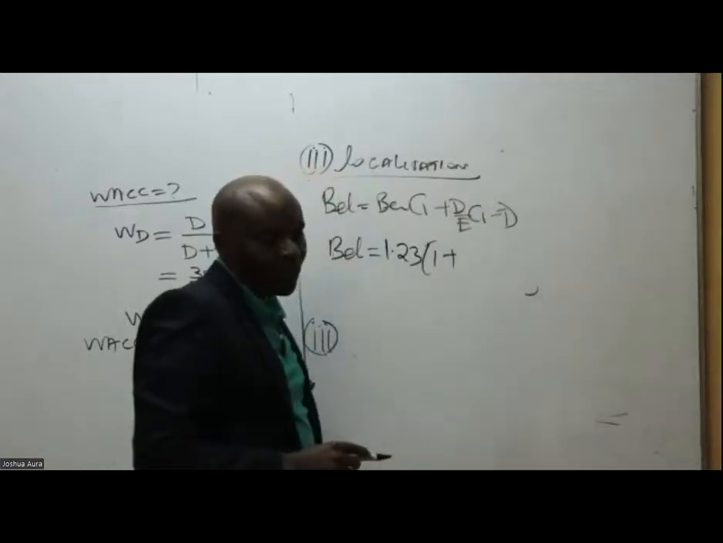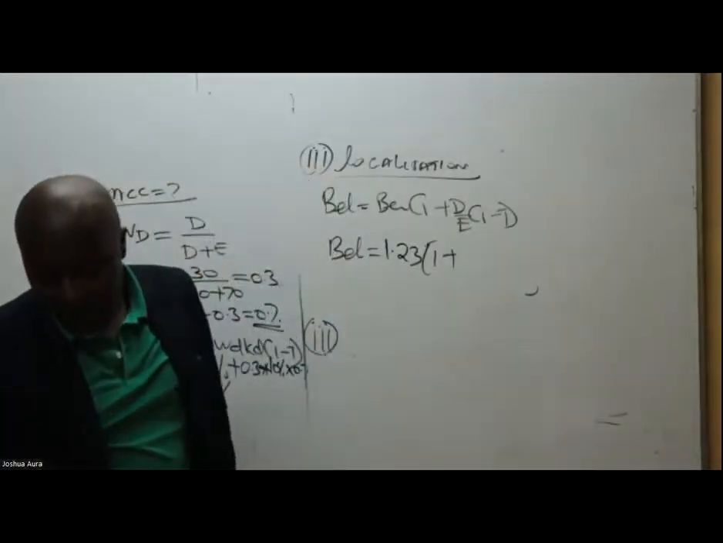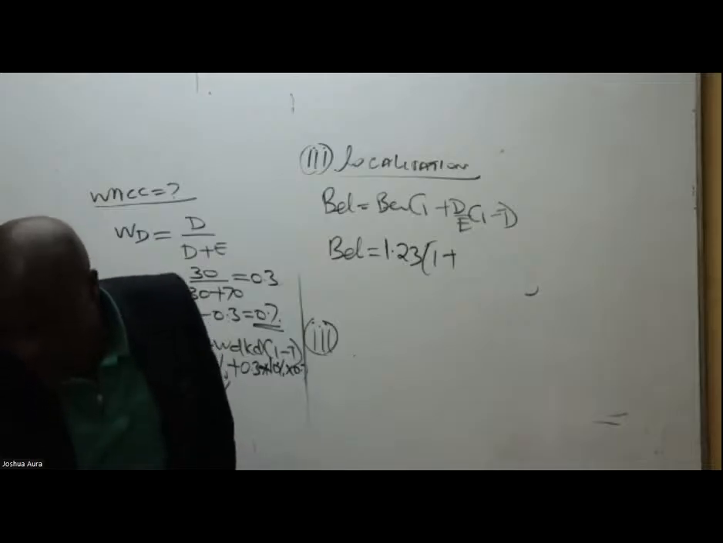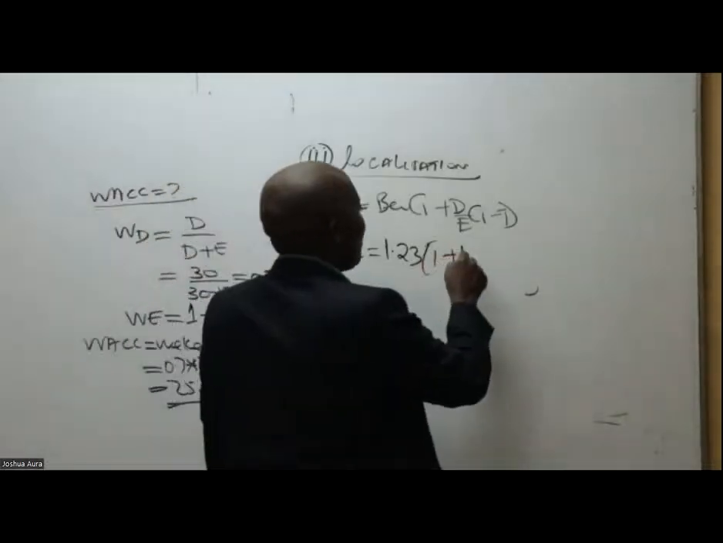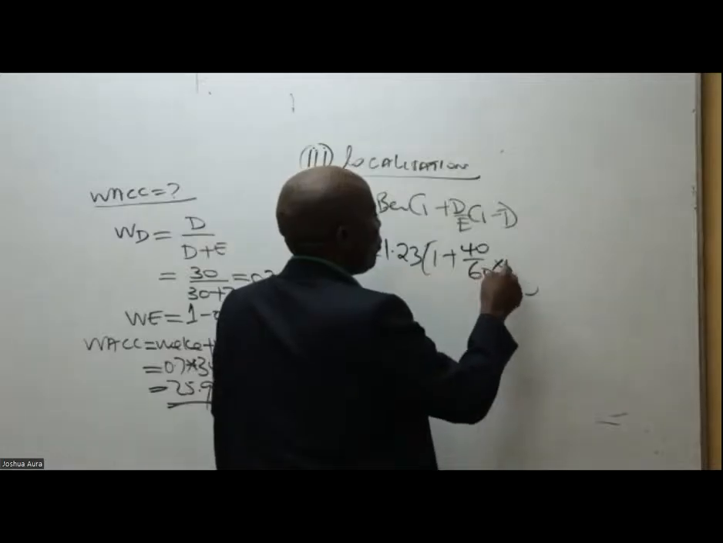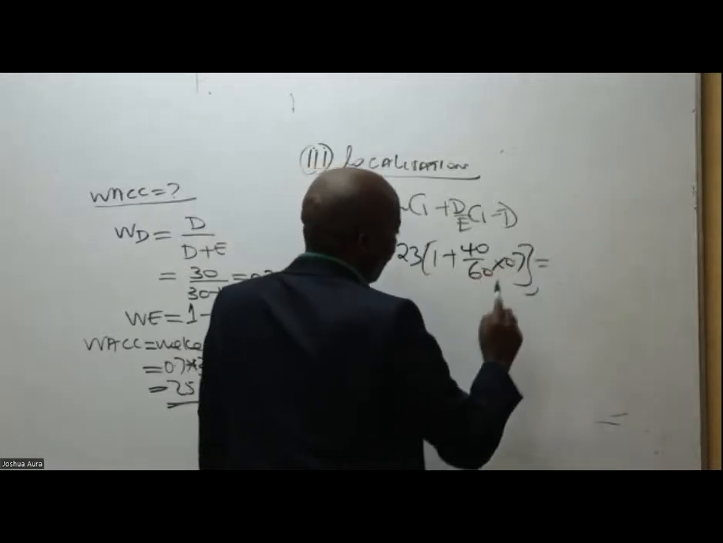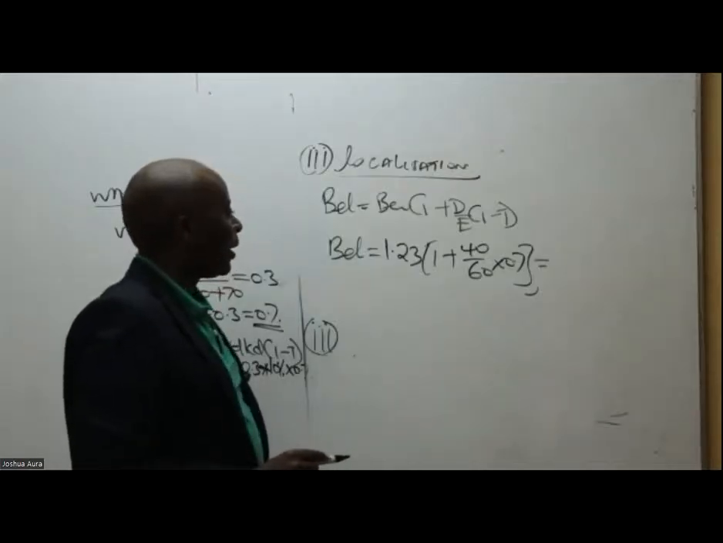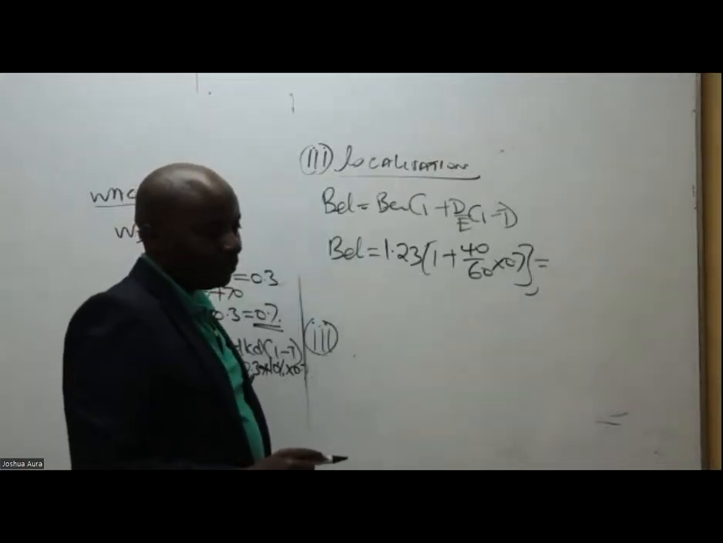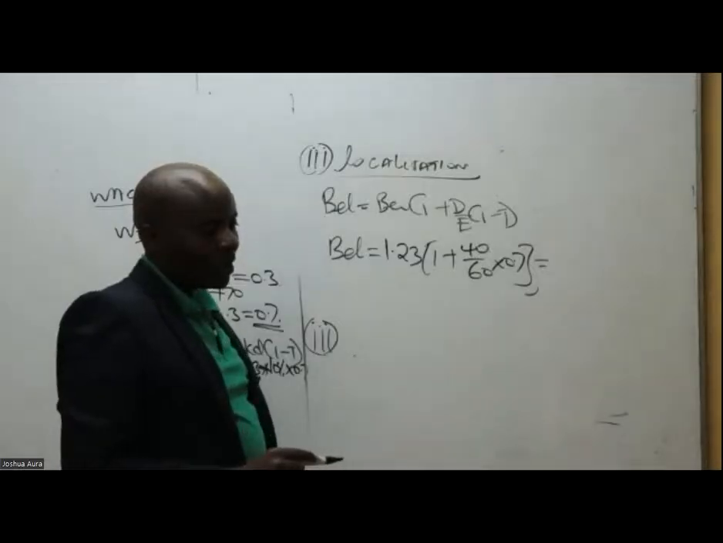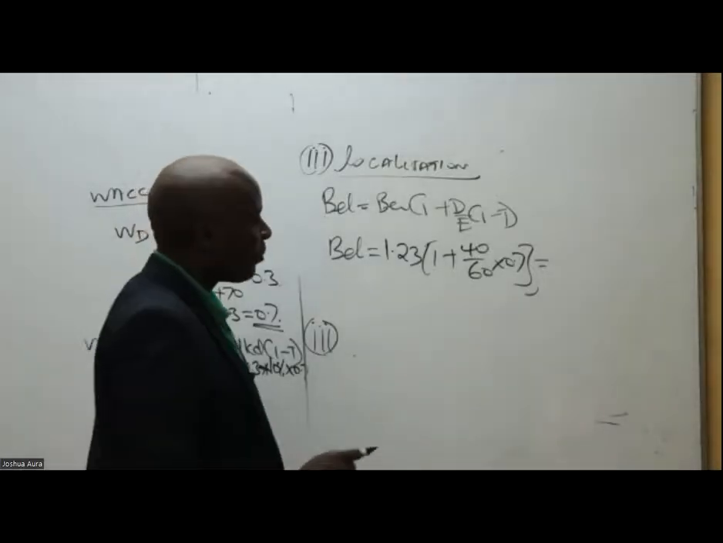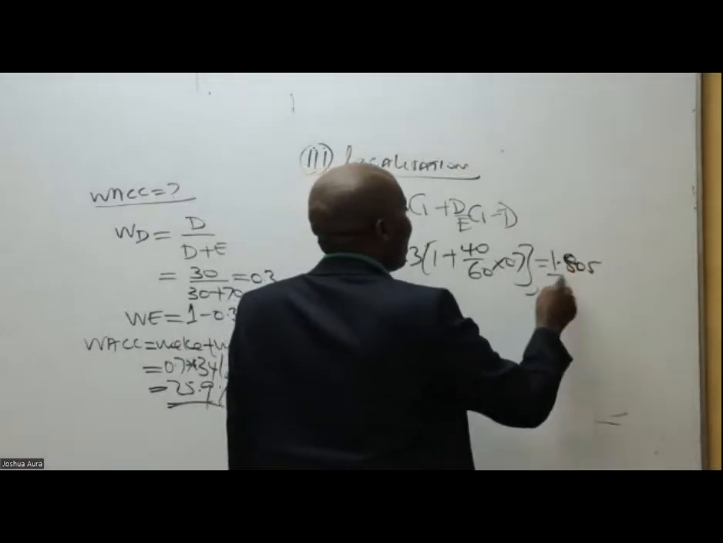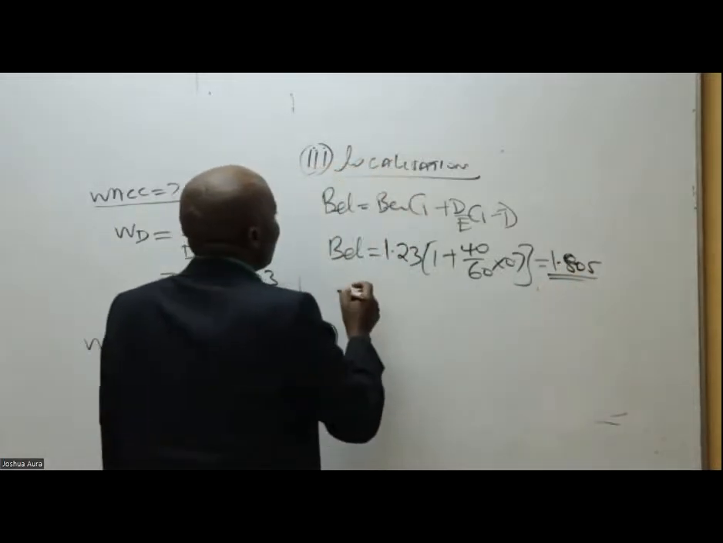They have given us the debt percentage as 40, 60. So plus 40 over 60 times 0.7. So could you kindly give me the final answer there, the BEL? So 1.805. So once I get this 1.805, I'll be able to move to the next thing.